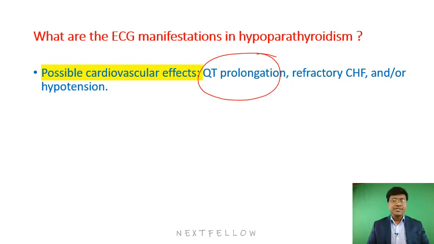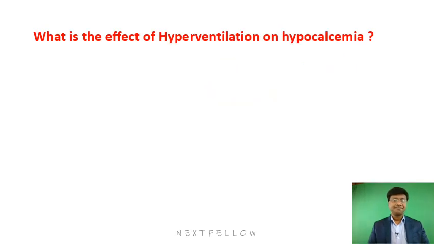But in these individuals, because of hypocalcemia, you will have QT prolongation, right? So that will be more than 440 milliseconds. Another important cardiovascular effect of hypoparathyroidism is that these individuals can have refractory congestive heart failure or hypotension. So these are the ECG manifestations and cardiovascular manifestations in hypoparathyroidism.